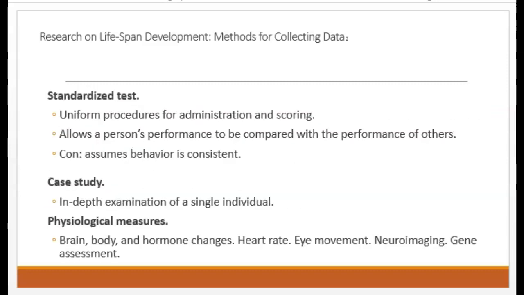Surveys and interviews can come in many forms, such as standardized tests, which allow you to compare performance with others, case studies, which give you in-depth information about a single individual, or physiological measurements such as hormone changes, neuroimaging, or gene assessment.